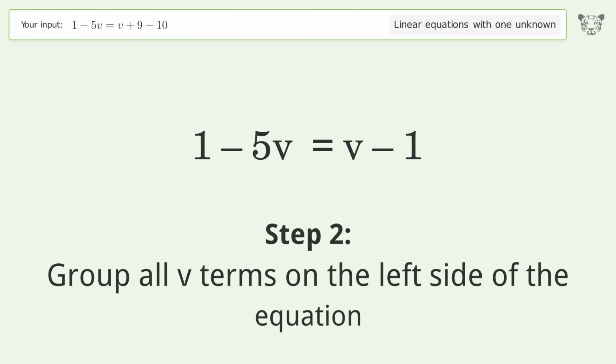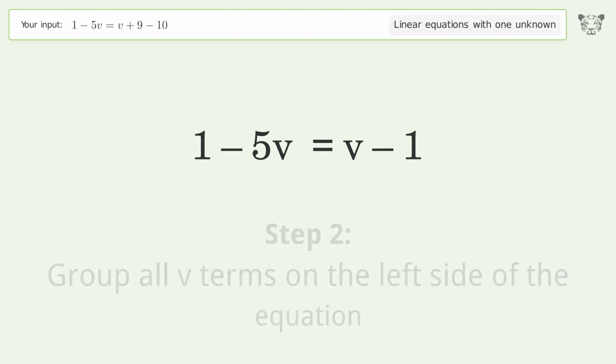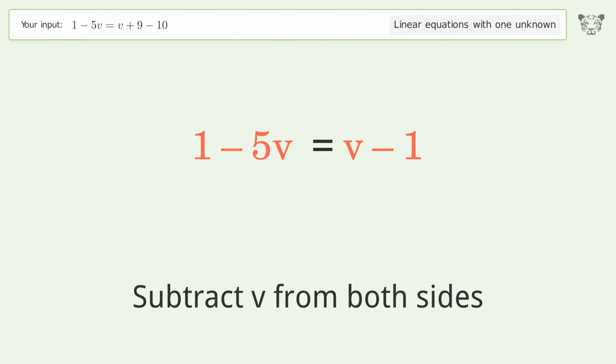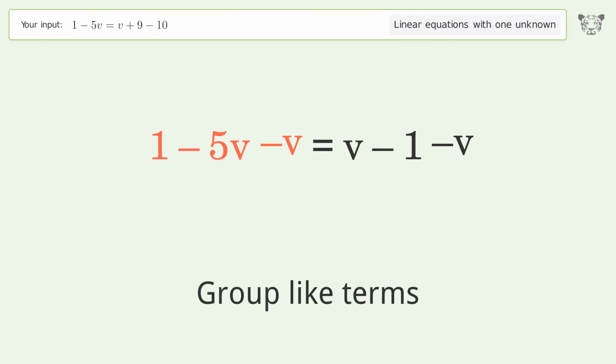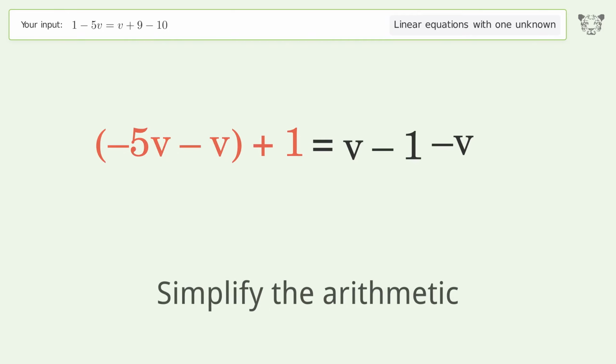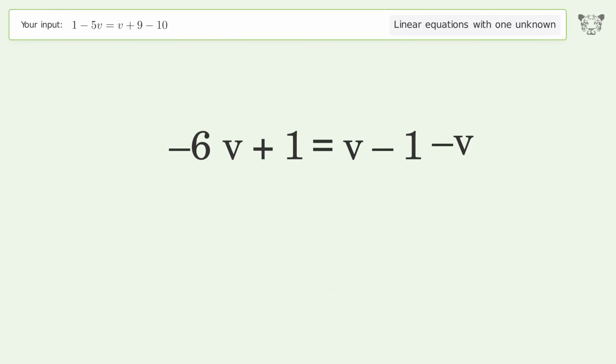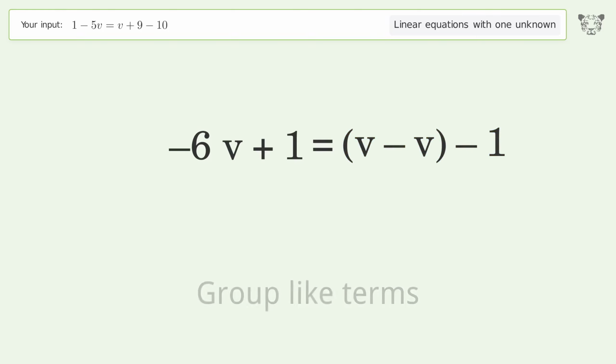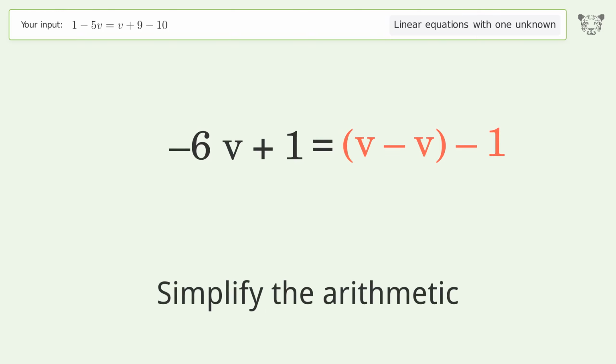Group all v terms on the left side of the equation. Subtract v from both sides. Group like terms. Simplify the arithmetic. Group like terms. Simplify the arithmetic.